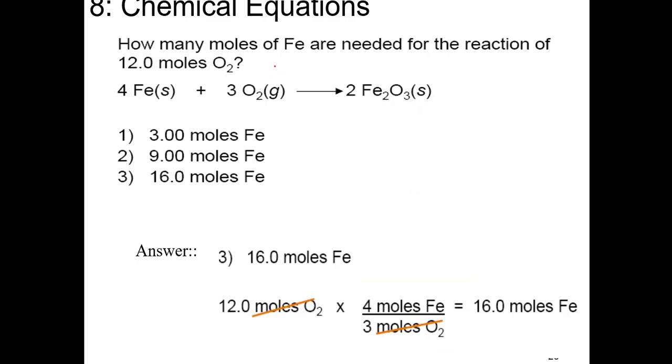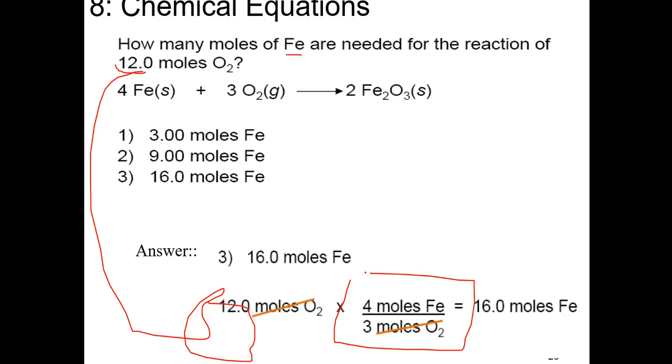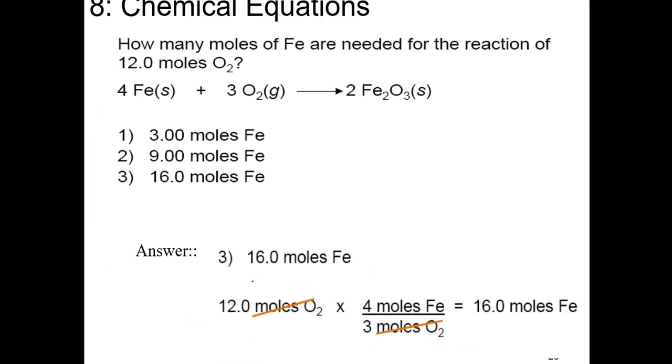So this one's a pretty easy problem because you start off in moles. How many moles of iron are needed for the reaction of 12 moles of O2? So there's 12 moles of O2. There is our ratio that we determined from using the coefficients in front of iron and oxygen. So 3 moles of O2 equal 4 moles of iron. Because we're starting off with moles of oxygen, the moles of oxygen go on the bottom. We have 3 sig figs in our starting value, infinite sig figs for the ratio, so 3 sig figs in our final answer.